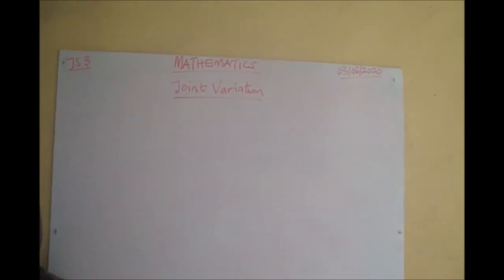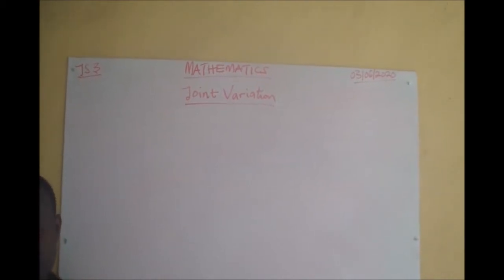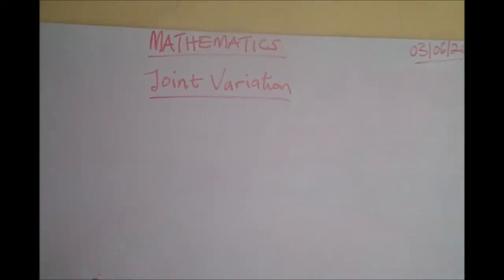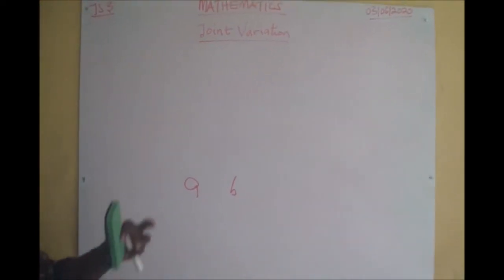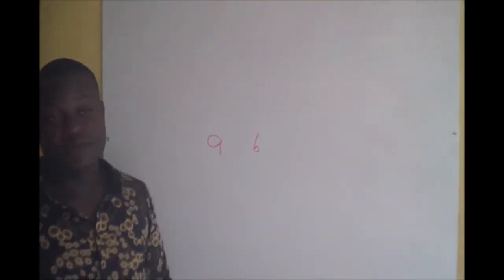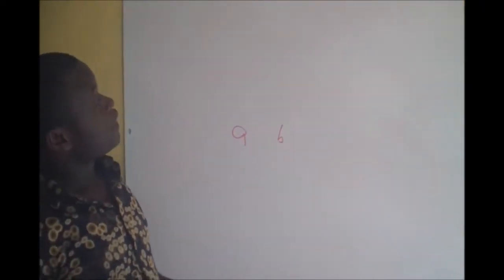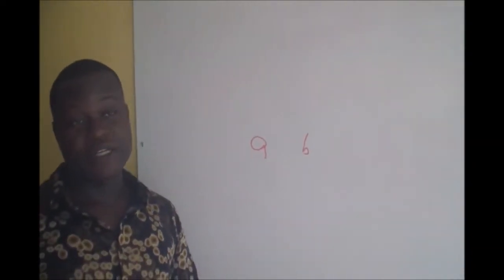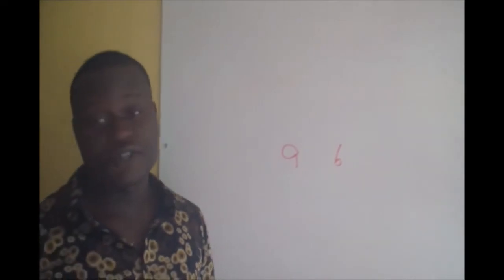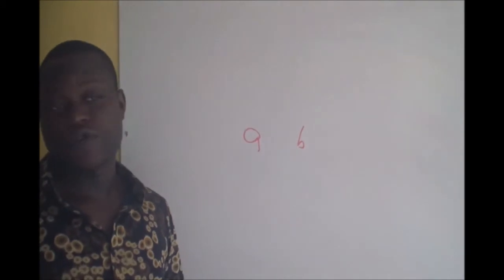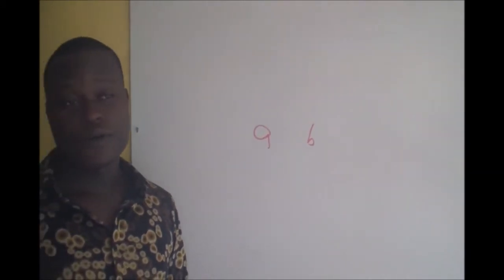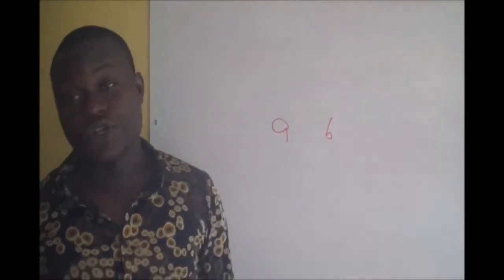You can recall in our last class that we were discussing the topic inverse variation, where you saw that as one quantity, say A, increases, the other quantity, say B, decreases. So today we'll be looking at joint variation. What is expected of you here is that at the end of this lesson you should be able to give an example or examples of joint variation and solve some problems. It can be a word problem or numerical problem involving joint variation.